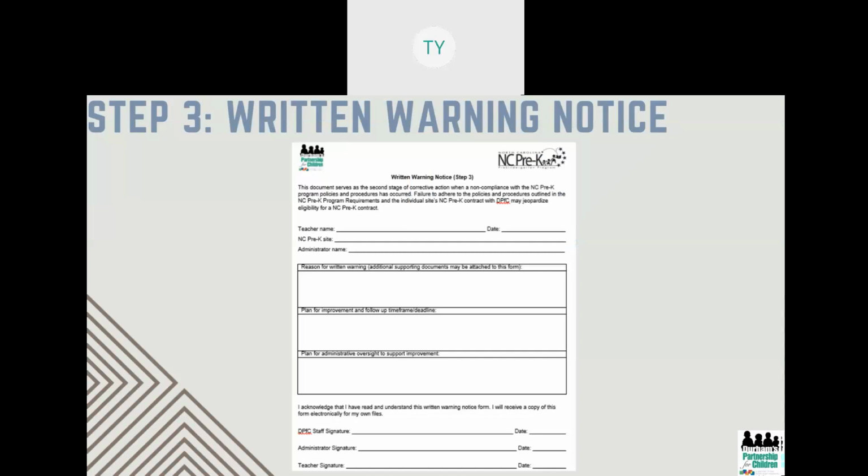This form here is the written warning notice form, which is step 3. You see here there is space for the reason for the written warning, the plan for improvement, the plan for administrative oversight, and a space to include the timeline. You'll fill this out, I'll keep a copy, you'll keep a copy, and there will be additional TA support from myself prior to that deadline to make sure that you are back in compliance.